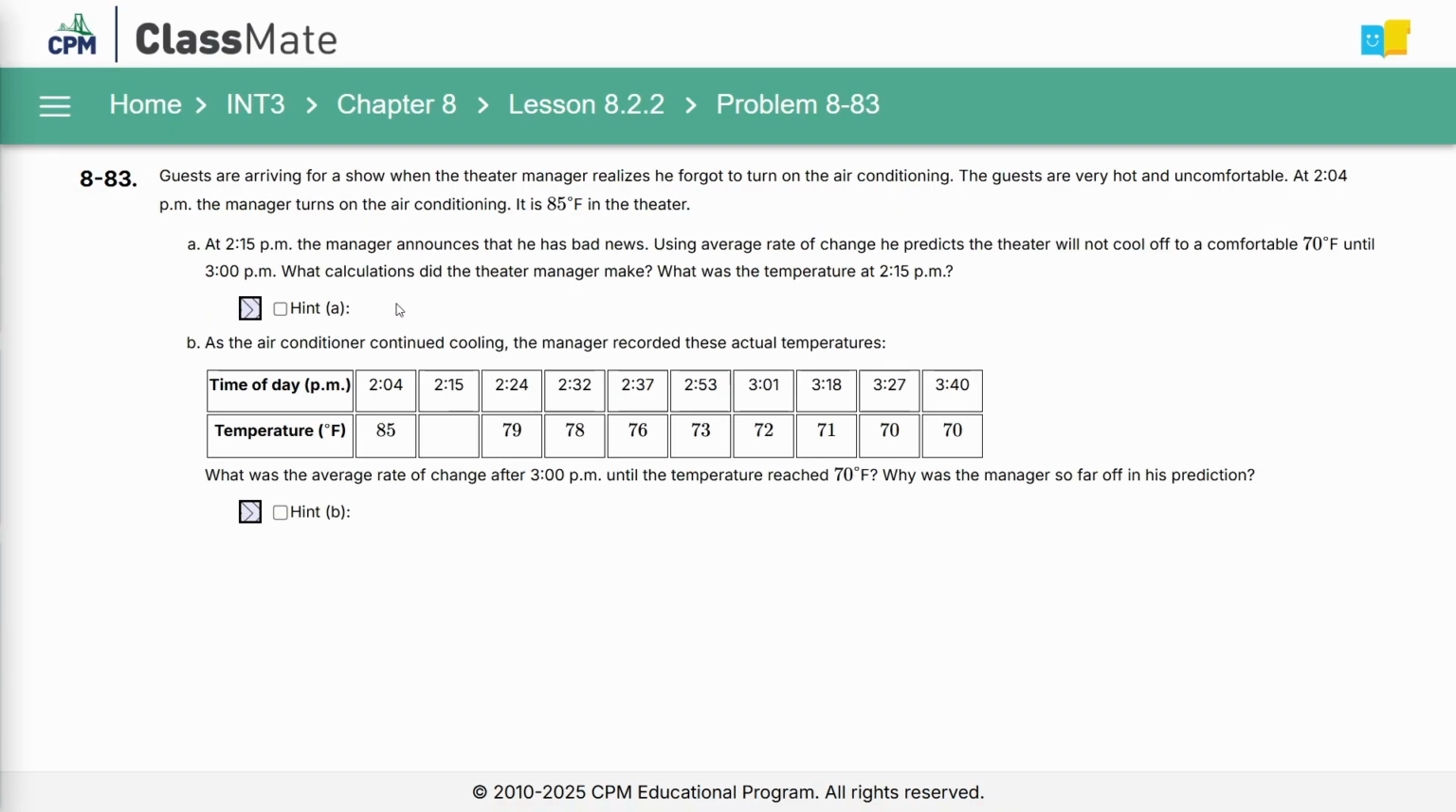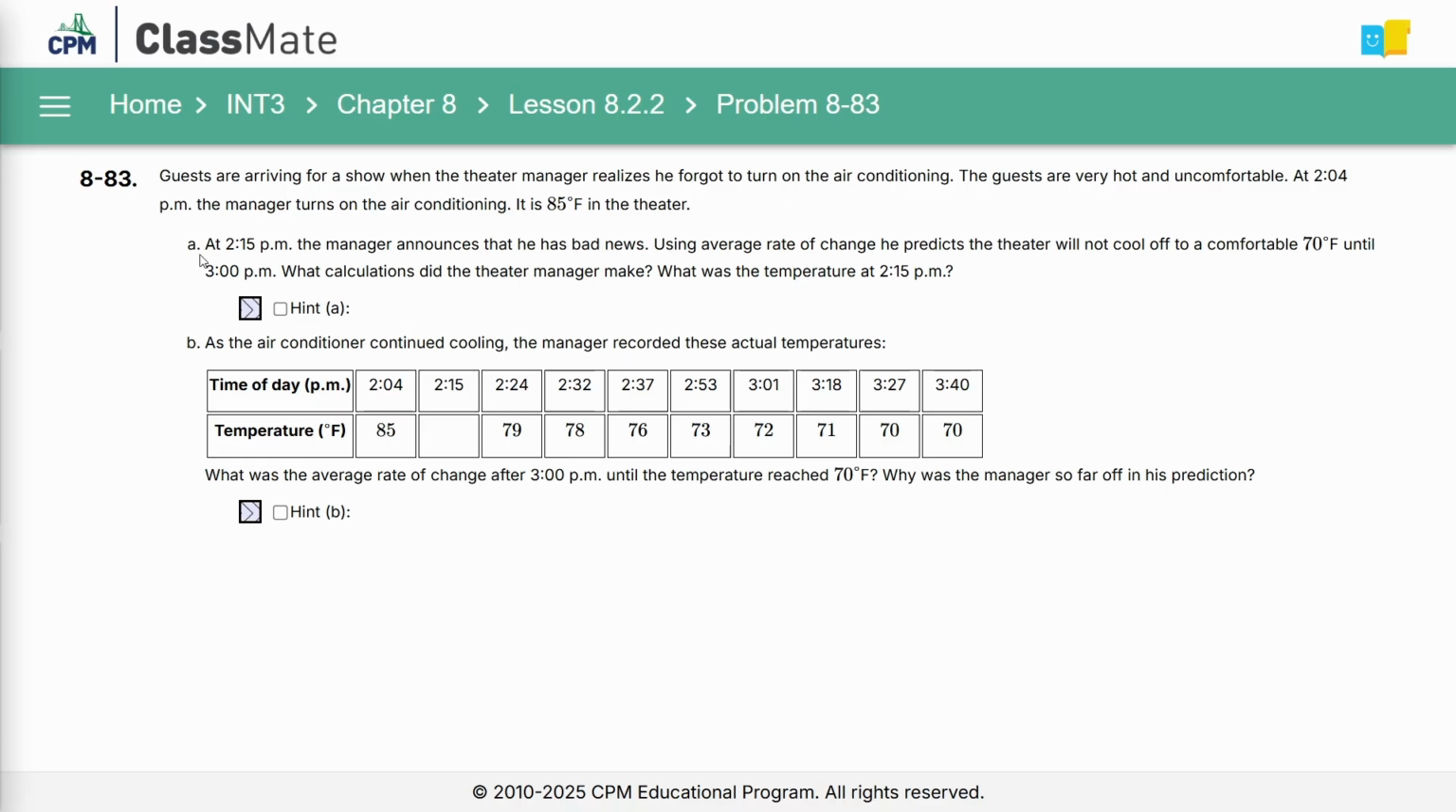Last but certainly not least, we have our final question, 8-83. Guests are arriving for a show when the theater manager realizes he forgot to turn on the air conditioning. The guests are very hot. At 2:04 p.m., the manager turns on the air conditioning. It is 85 degrees Fahrenheit in the theater.